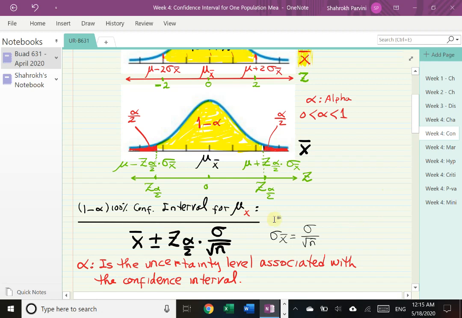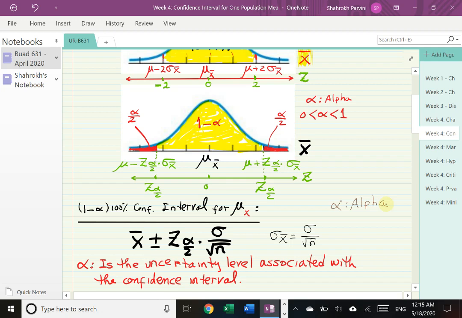But here's the formula: x bar plus or minus z sub alpha over 2 times sigma over root n. Okay, this z sub alpha over 2 is right up here. That means a z-score where the area to the right is alpha over 2. And what is alpha here exactly? Remember this symbol, this is called alpha.